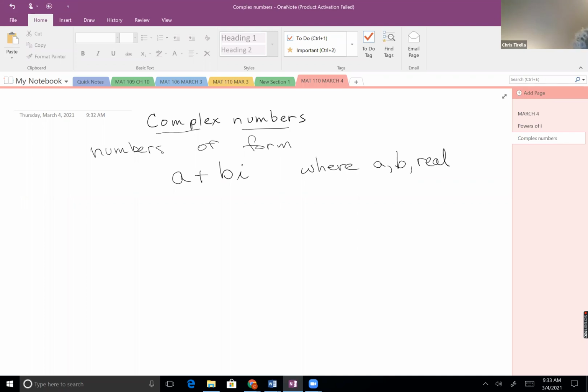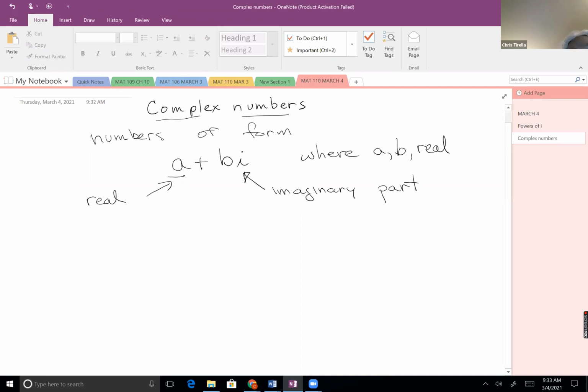And so a complex number has 2 parts. It has a real part and it has an imaginary part. And so it's like taking the sum of a real and an imaginary number. So an example, we might have something like 5 plus 2i. And this would be a complex number.